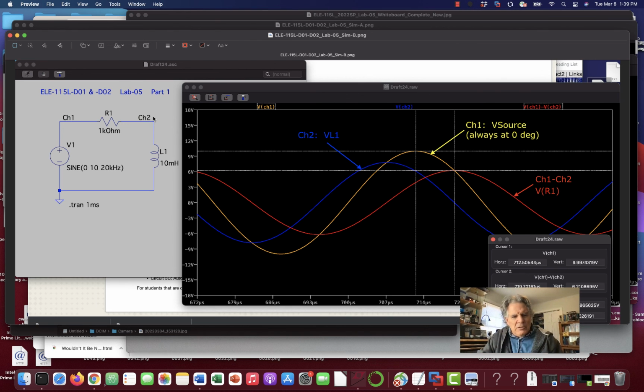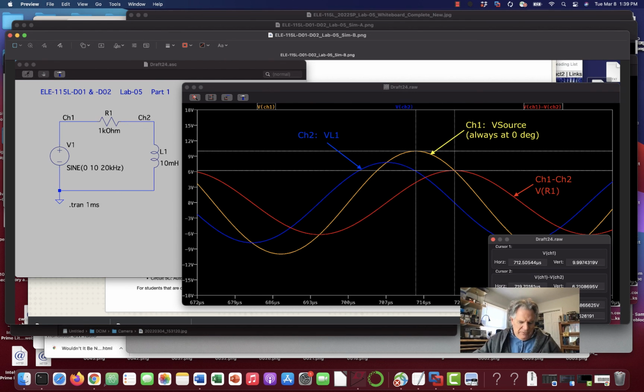Here's channel 1, there's channel 2. The difference, the voltage difference, is the voltage across R1. So we measure the delay from the peak of the source to the peak of the voltage across channel 1 minus channel 2, the math channel, and we get really pretty close to 7.2 microseconds there. So let's just call it that.